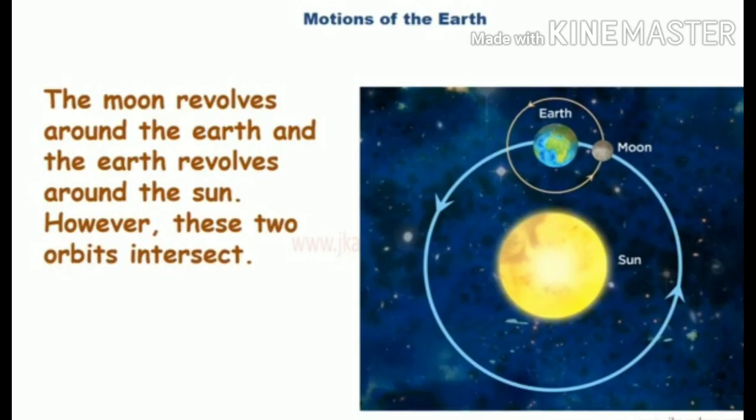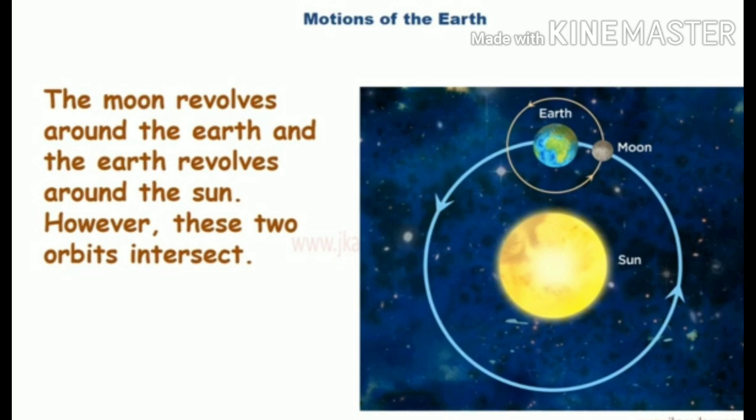As we all know, the moon revolves around the Earth and the Earth revolves around the sun. However, these two orbits intersect. The word revolves means the Earth moves around the sun and the moon moves around the Earth. That is called revolves.